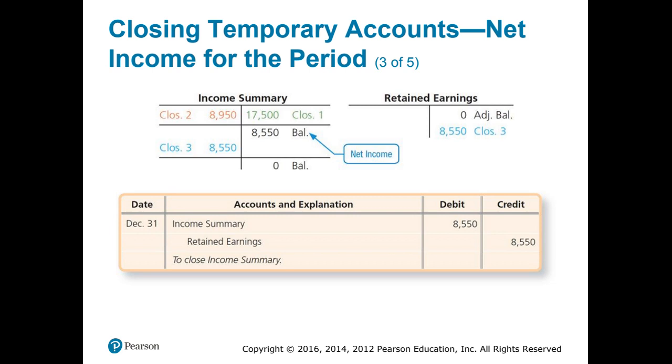So now retained earnings has the $8,550 in it. And we're going to create a journal entry to show that transaction. In the journal entry, we have a debit to income summary because we debited our income summary, and we have a credit to retained earnings because we credited retained earnings.